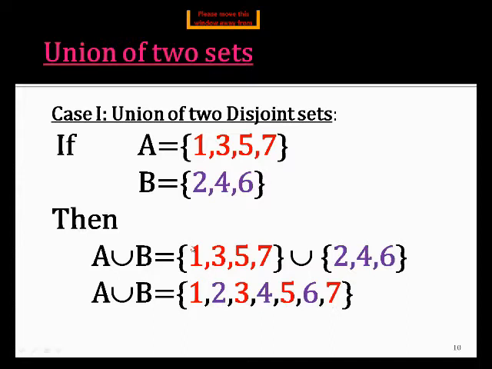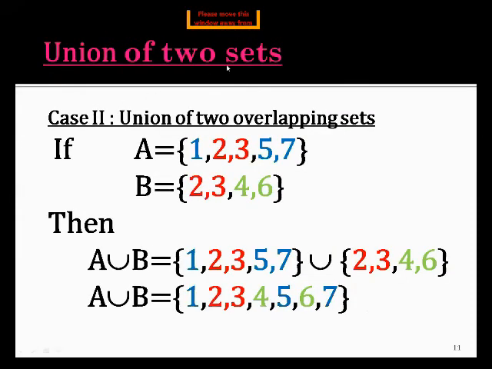What we have to do is write all the elements in sequence. Looking at 1, 3, 5, 7 and 2, 4, 6, I write 1 first, then because I know that in counting 2 comes next, I write 2, then 3, then 4, 5, 6 and 7. We write all the elements in a single set in this sequence. So this is called the union of the two disjoint sets, A ∪ B equal to {1, 2, 3, 4, 5, 6, 7}.